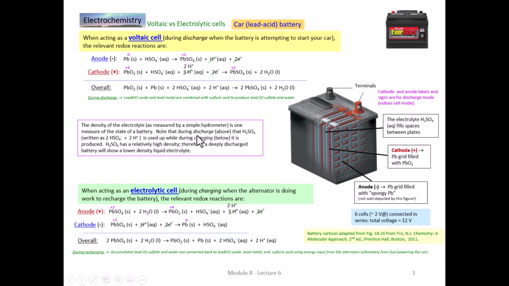You'll note that during discharge above, sulfuric acid, which is written as 2HSO4- and 2H+, is being converted, or lost, to water and lead sulfate, along with the lead, of course. So you're losing sulfuric acid during discharge, and during charging mode, you're producing sulfuric acid. Sulfuric acid is actually more dense than water. So if the electrolyte shows a really low density, it means that the battery has been too discharged. If the electrolyte shows a good density, it means that the battery has been charged up properly.